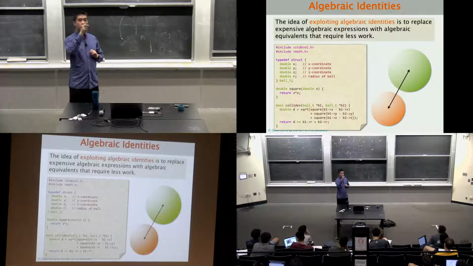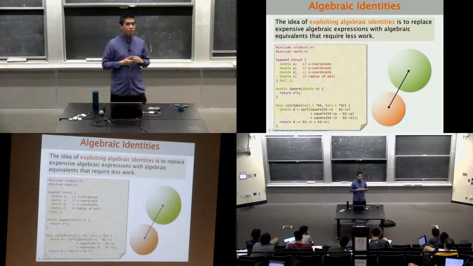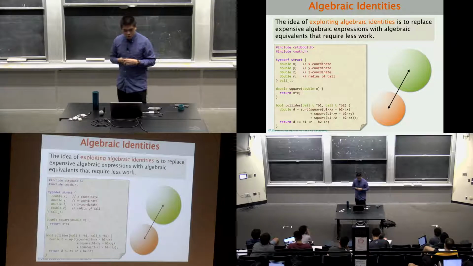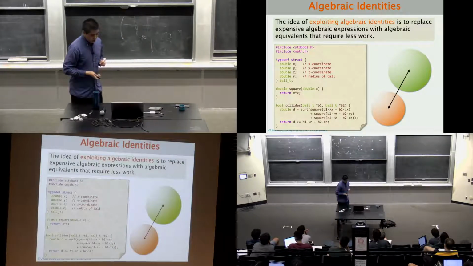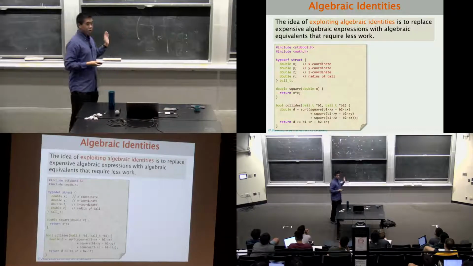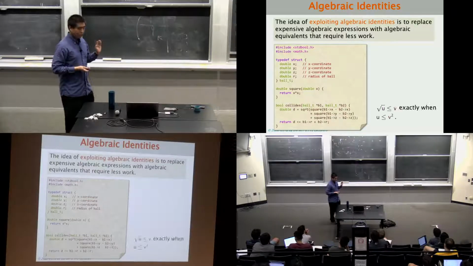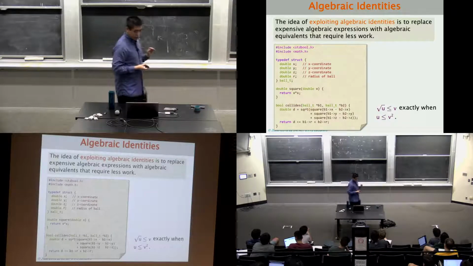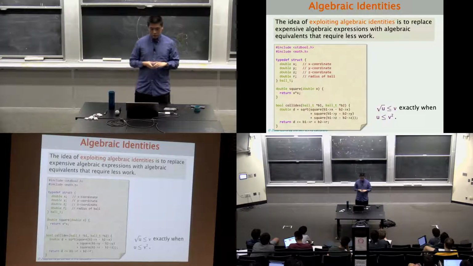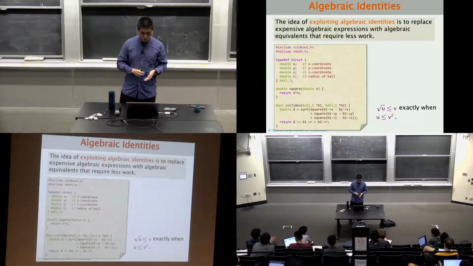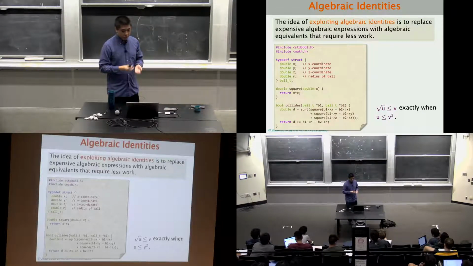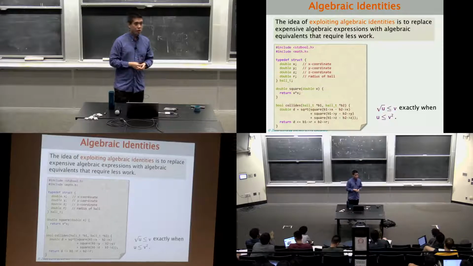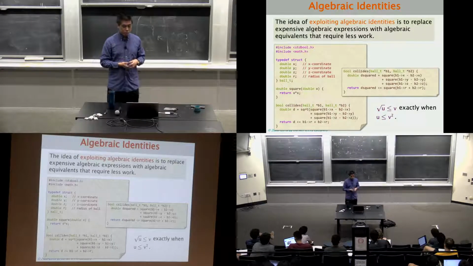Is there another? Yes? You could square the sum of the radii and compare that instead of taking the square root. Right. So the answer is that you can actually take the square of both sides. So now you don't have to take the square root anymore. We're going to use the identity that says that the square root of u is less than or equal to v exactly when u is less than or equal to v squared. So we're just going to take the square of both sides.